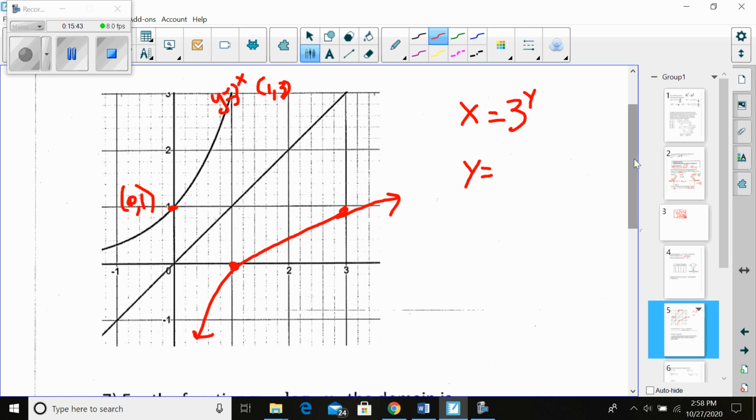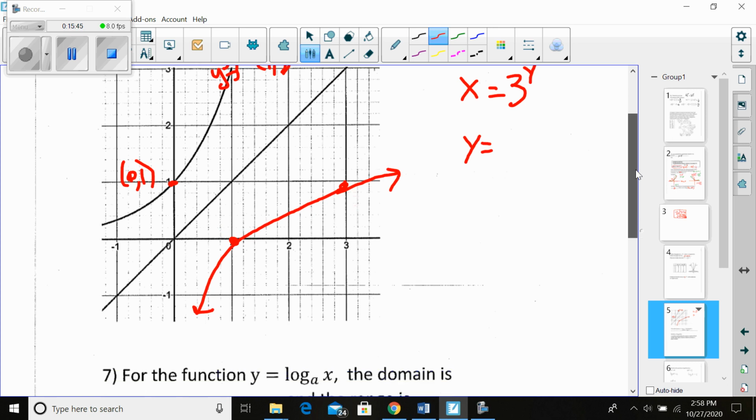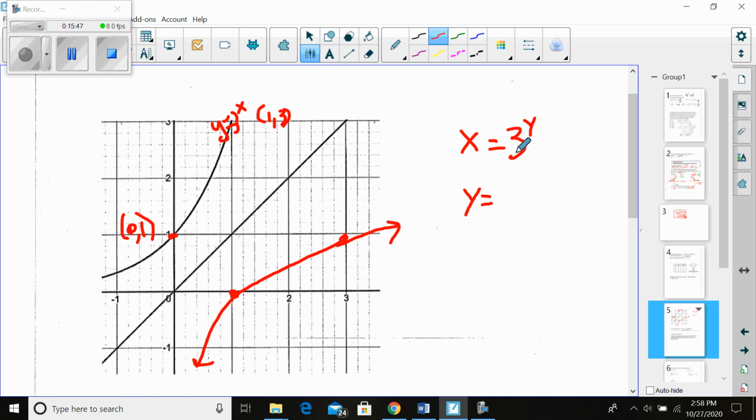And so what's this called? What's the opposite? What undoes the exponential function? It's defined for you on the next page, but the inverse, if I were to solve this for y, would be log to the base 3 of x. So the inverse of an exponential function is a logarithmic function.